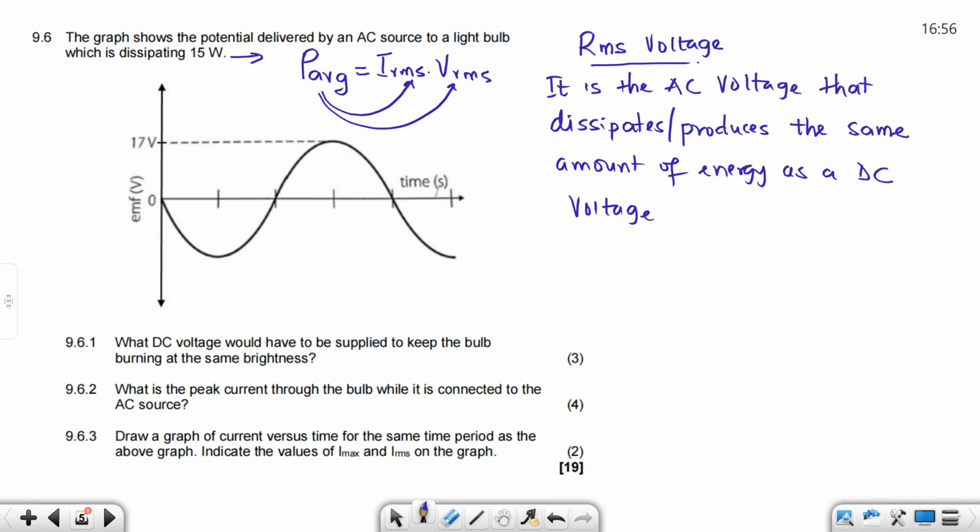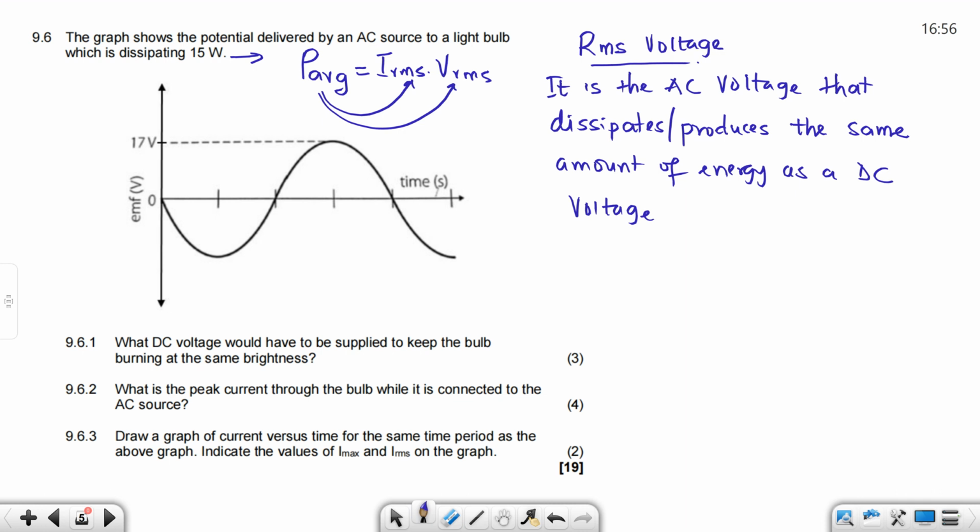What DC voltage will have to be supplied to keep the bulb burning at the same brightness? We're looking for what? Voltage, right? That would be supplied to keep. Look at the question. What do we have in the question? Let's make a list of what we have. Make a list of what you have for me quickly.